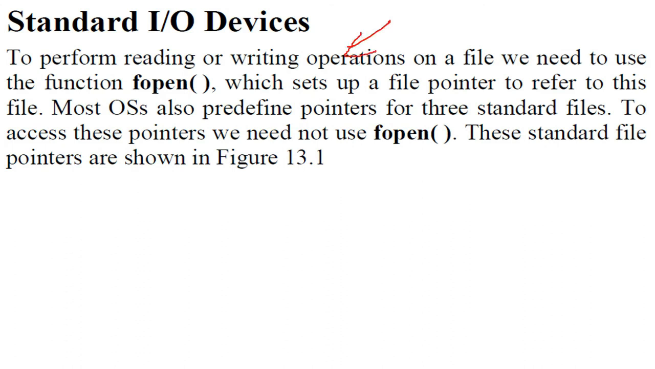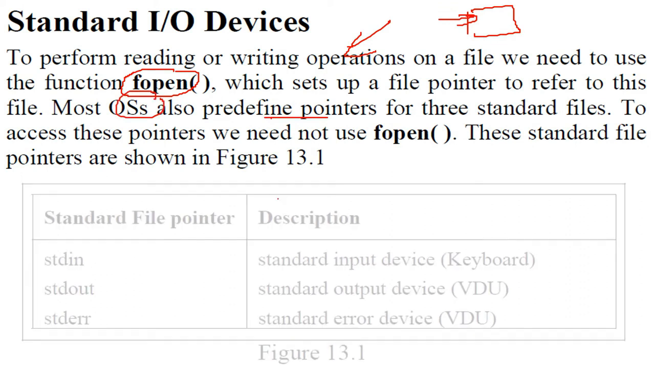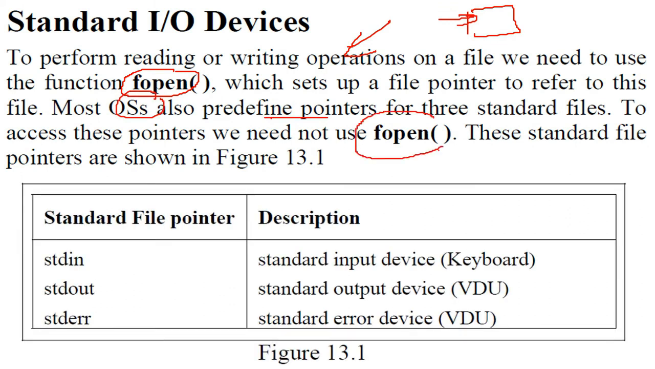Standard input output devices. Whenever we are performing the reading and writing operation, we use fopen, which actually sets the file pointer to refer to the file. And most operating systems have predefined pointers to the 3 standard files. And in order to access these pointers, we need not open them again and again with fopen.